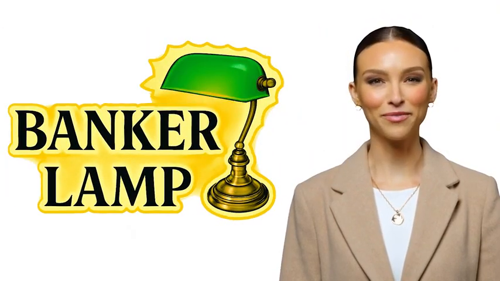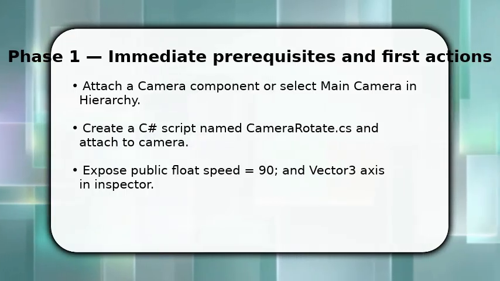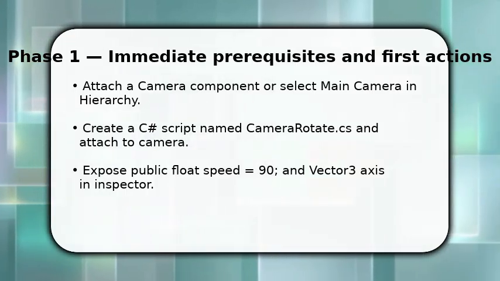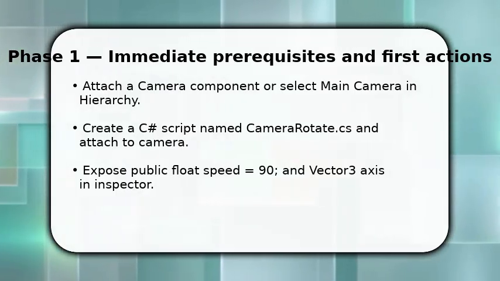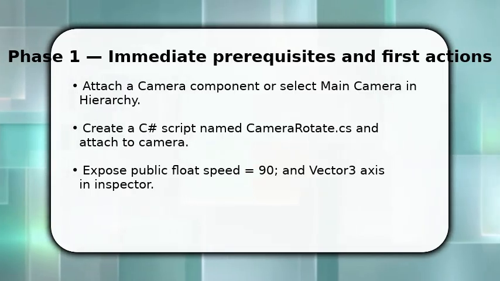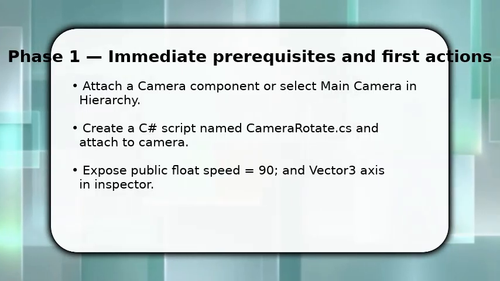You start by adding the script to the camera and exposing controls. This lets you iterate fast. Open CameraRotate.cs, declare public float speed = 90 and a Vector3 axis, then save. You do this because inspector tuning beats hardcoding values, so adjust speed live.